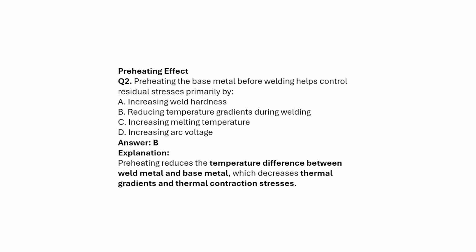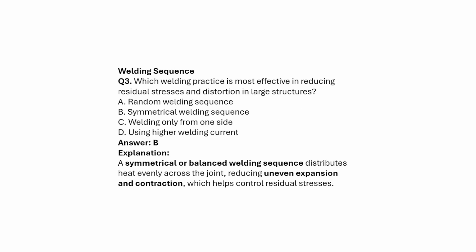The preheating of the base material before the welding helps to control the residual stresses primarily by how the preheating helps. Option A will be increasing the weld hardness, B reducing the temperature gradient during the welding, C increasing the melting temperature, D increasing the arc voltage. Answer will be B. Preheating reduces the temperature difference between the weld metal and base material, which decreases the thermal gradient and thermal contraction stresses.